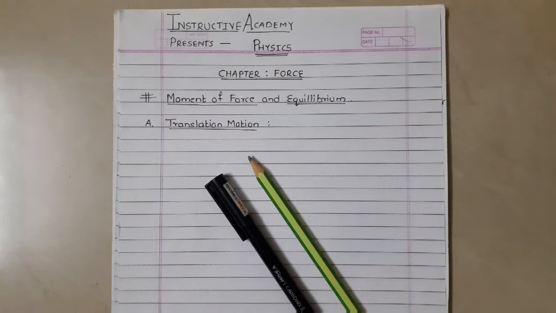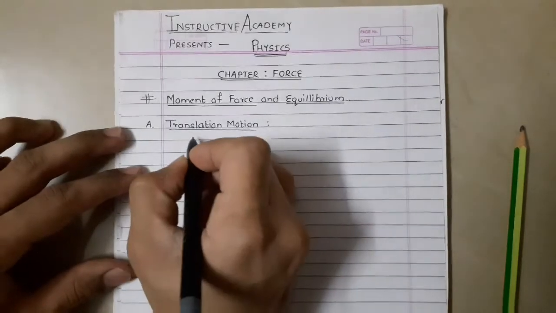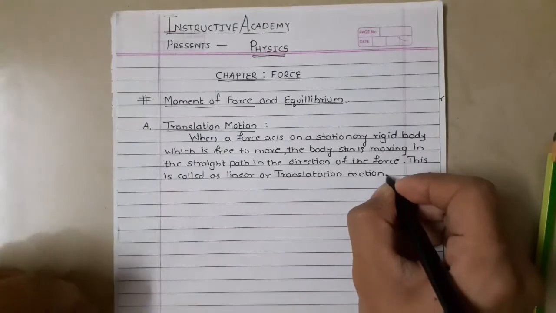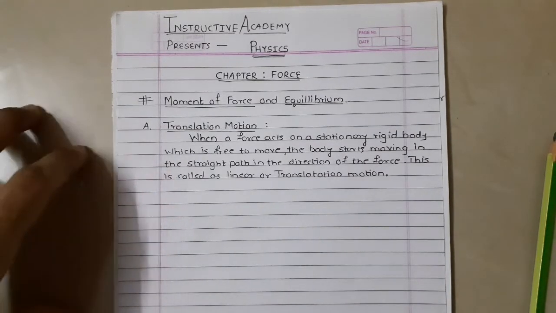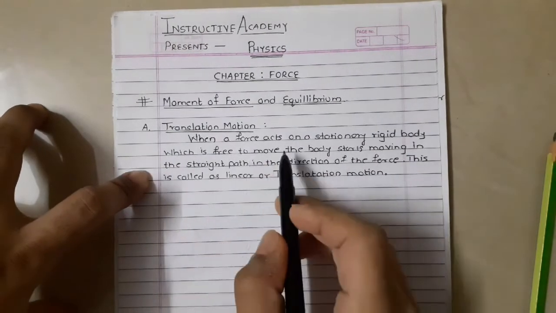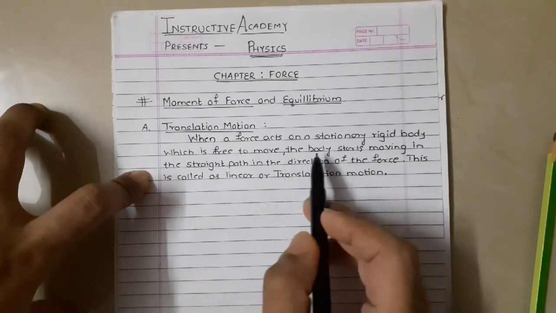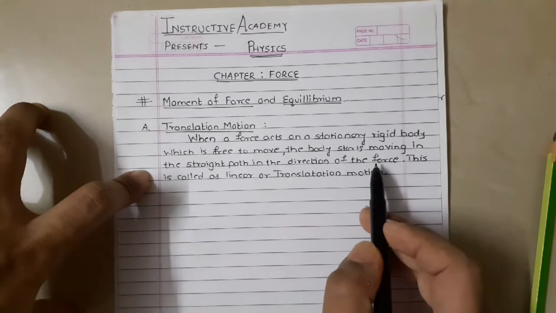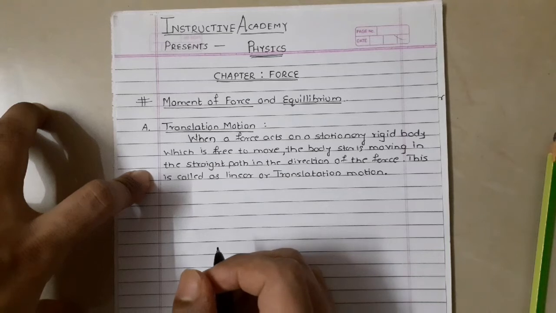So let's begin with translation motion. Let's go to the definition. It says, when a force acts on a stationary rigid body which is free to move, the body starts moving in a straight path in the direction of the force. This is called linear or translation motion.